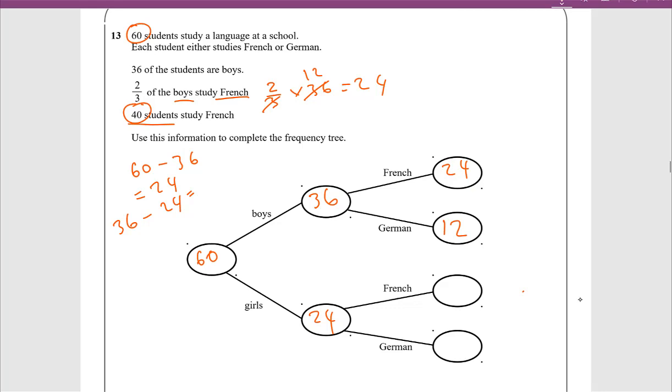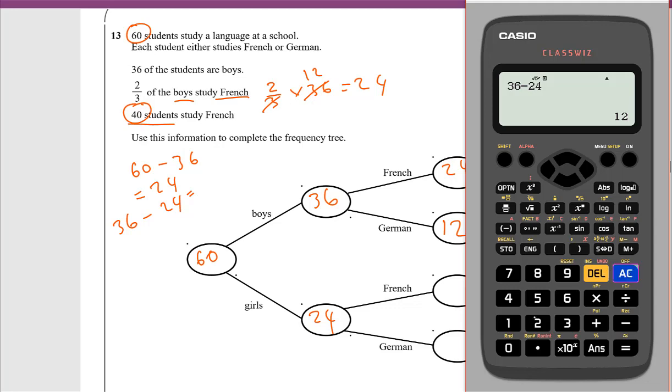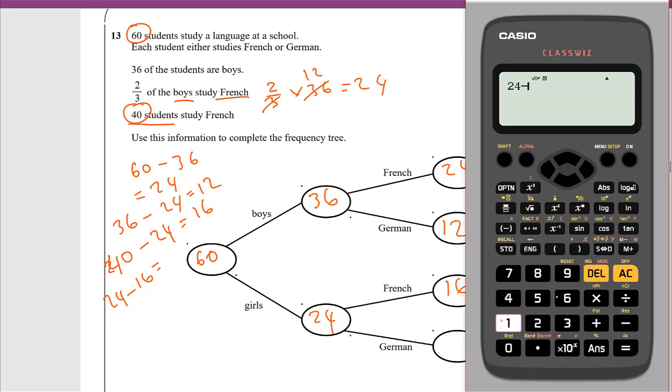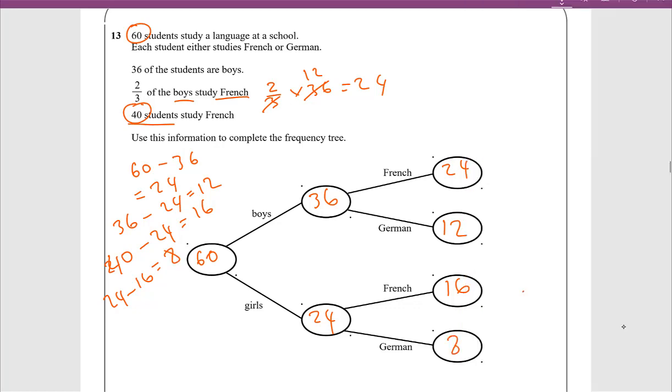Now out of the girls, there are 24 girls. If 40 study French altogether, that means 24 of them are boys. So we need to do 40 take away the 24 boys who study French. That gives us 16 of the girls study French. Sorry, I'm going to go back to that. 36 take away 24 gives us 12. And then we had 40 students who study French altogether, and out of them, 24 are boys, and that leaves us with 16 who study French. And then finally 24 take away 16 is equal to 8. So 8 girls study German, and that's it.